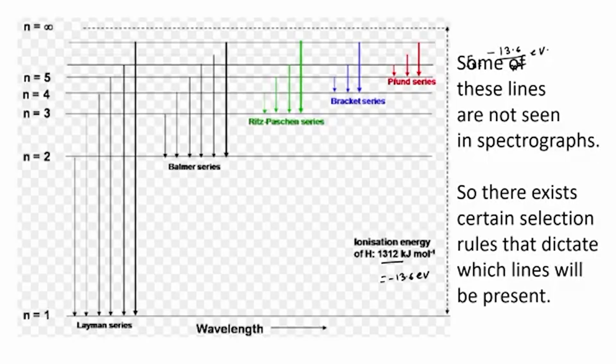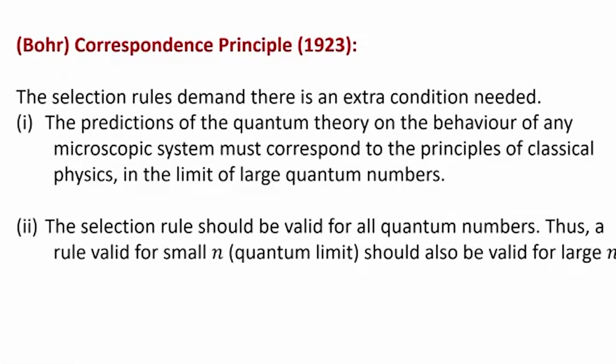So, some of these lines are not seen in spectrographs, and there exist certain selection rules. This is a very important thing. There are certain selection rules that dictate which lines will be present and which lines will be absent. So, I just write it here: E n equal to minus 13.6 divided by n square in electron volts. Because of this selection rule, some extra condition is needed.